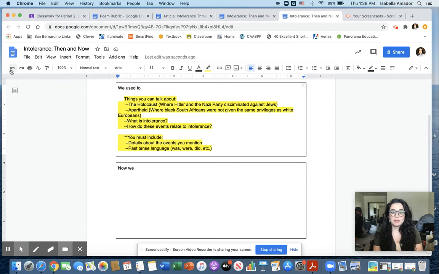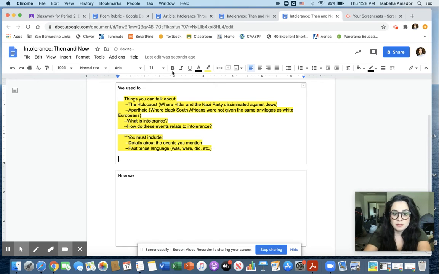Your stanza needs to be 10 lines, right? 10 lines total. You can write more than 10 lines if you'd like. You can write less than 10 lines if you'd like. It's really up to you. I would suggest that you break up talking about the Holocaust and apartheid. Create a pattern for yourself. If you want to rhyme, rhyme. If you don't want to rhyme, don't rhyme. It's really up to you. But remember, this is a poem. So poetry is supposed to look and sound like a poem.